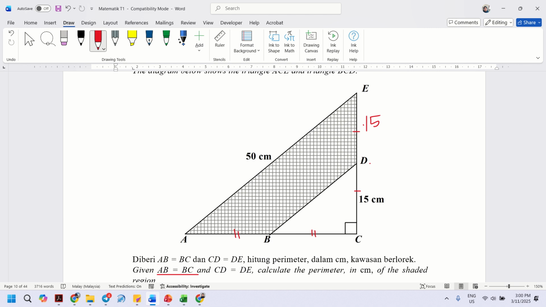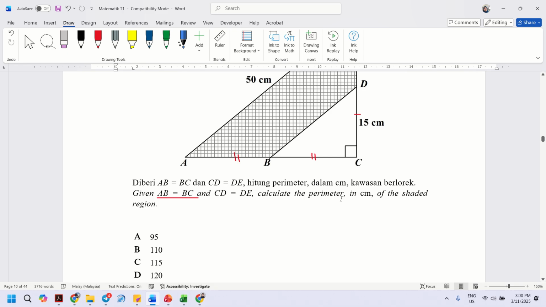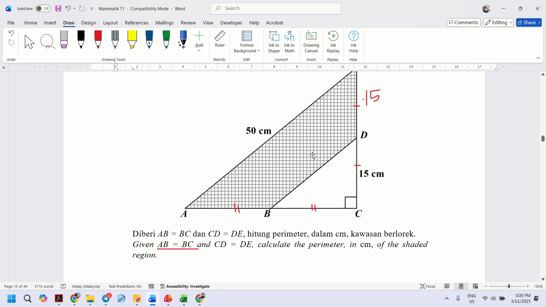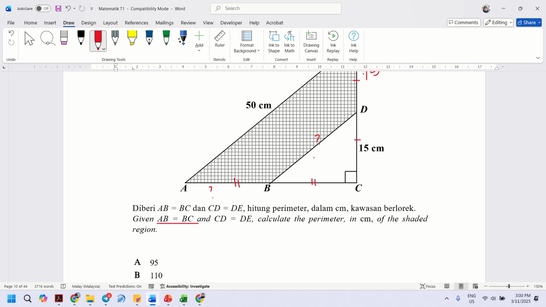Okay, next. Calculate the perimeter in cm of the shaded region. So for the shaded region, you have to know which lines. You have to know the length of AB and also the length of BD. So what do you have to do? When you have a right angle triangle, you have to use the Pythagoras theorem. C squared equals A squared plus B squared, where C is the hypotenuse.